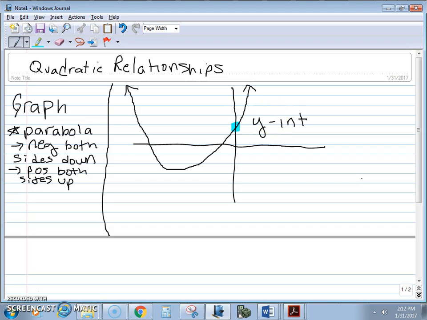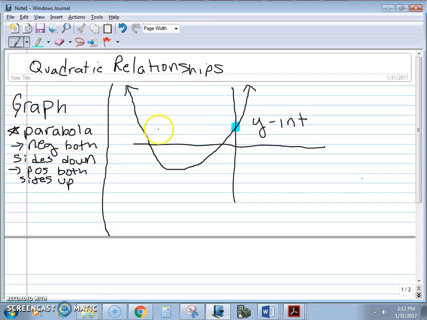Question? Right. If it looks like a smiley face, you're in a positive mood. If it looks like a frowny face, you're in a negative mood. Good. So that's the y-intercept.